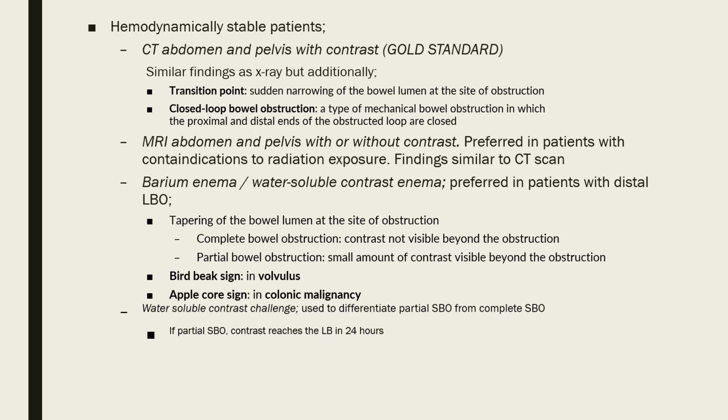Okay. What if your patient just has a very distal large bowel obstruction, and we know that the amount of radiation that an MRI gives to a patient is quite high? You can opt for a barium enema. Okay, so you do barium enema or a water-soluble contrast enema. So if the obstruction is very distal, you just do this instead of subjecting your patient to so much radiation from an MRI. Okay, you're going to see tapering of the bowel lumen at the site of the obstruction.